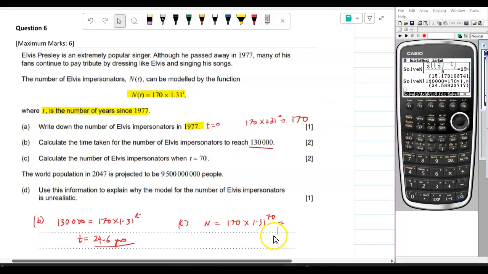The world, you know this, I'm not wasting time on this. The world population in 2047 is projected to be 9.5 billion. Correct? Use this information to explain why the number of impersonators in part is unrealistic. Is billion 9 zeros? Yes, these are 9 zeros. So 9.5 billion is how you say it.